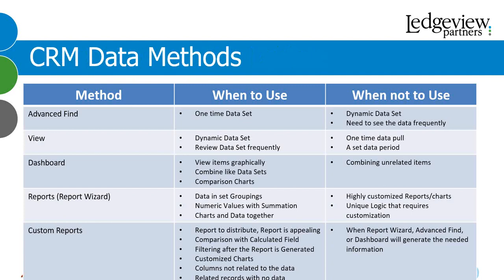You can combine like data sets. So if you're a user and the 3 different places that you stop at are your accounts, your activities, and your opportunities, and you're like, it would be really nice if I could just view that in one section, I have dashboards for you. That would be a perfect spot to just put it all on one dashboard and you can see all 3 right away.